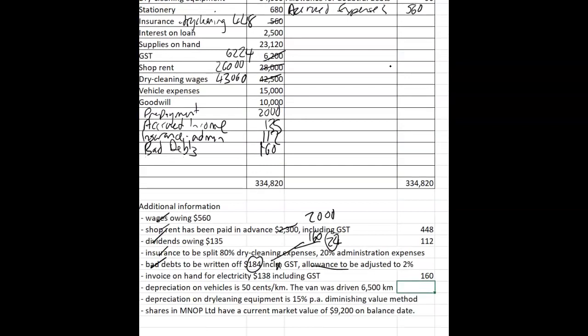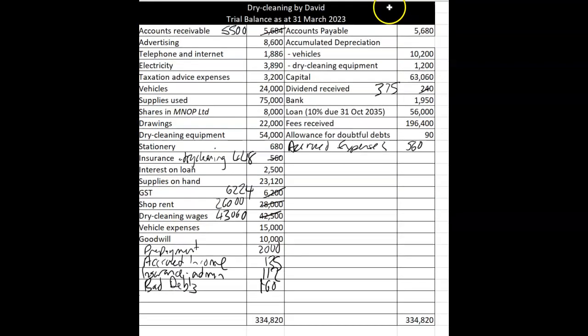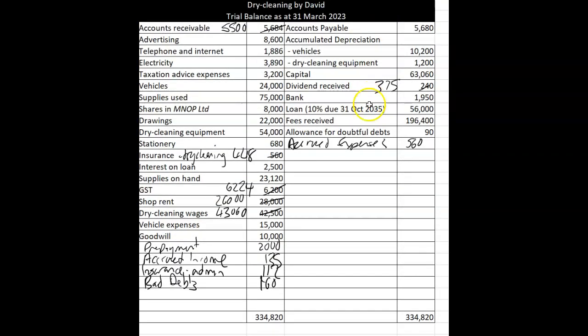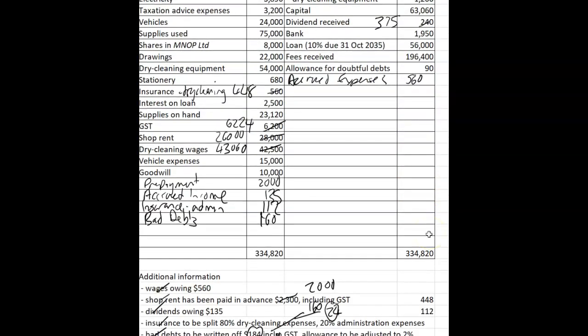And we've got the allowance here, though. The allowance to be adjusted to 2%. So accounts receivable is 5500. So this allowance for doubtful debts equals 5500 times 2%. So we want this allowance to be 110, that figure. So it's going up by $10. So we add doubtful debts here as an expense. We always write doubtful debts on the debit side. Sometimes it can be a minus figure though. So we went up 10 here, so we add 10 there. Cross that one off.